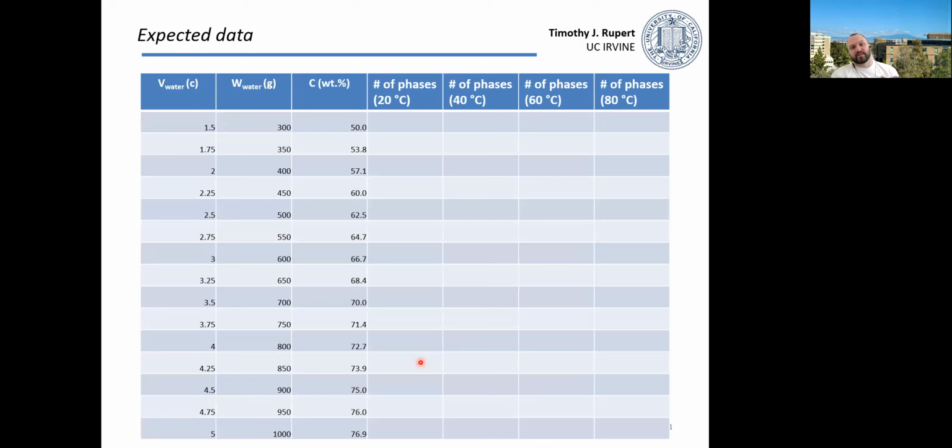And the type of data we're going to fill in, I will do this before next week. I'll go in and run this experiment, take some videos of myself doing it. And at each point, I'm going to look and identify what are the number of phases that I have, okay? So if the answer is 1, it's really signifying that I just have the liquid phase. Once I see that second solid phase precipitate out, then my answer is 2, okay? So this would be the type of data I would fill in for this experiment.